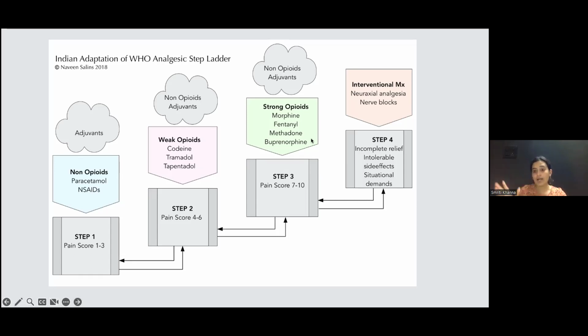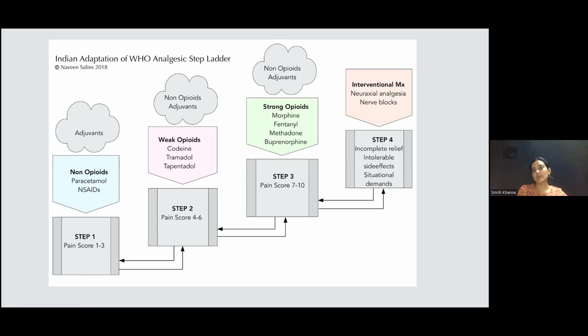Now, there are a lot of other strong opioids also available in the rest of the world, but these 4 are the ones that are available in India and the ones that are commonly used. They are morphine, fentanyl, methadone, and buprenorphine. Out of these, morphine is the one that is most commonly used by a lot of palliative care physicians.